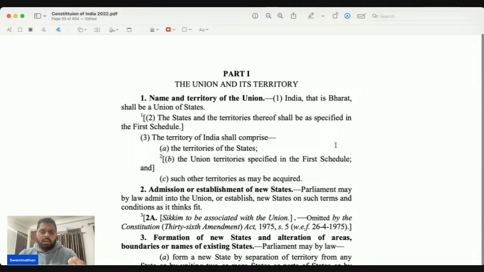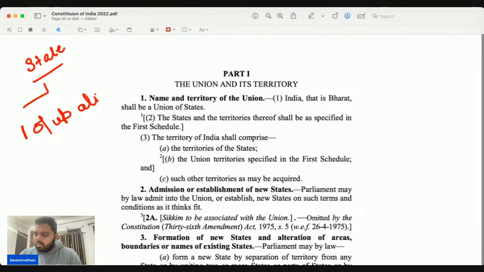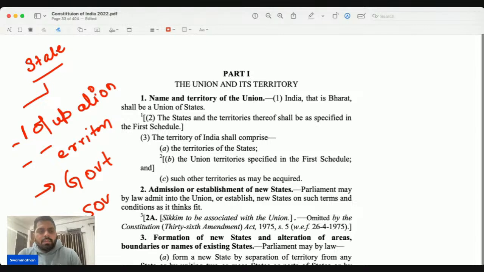You see, there is a very basic definition of the word state in political science. If you have to define anything as a state, you need to prove the four essential elements of the state. Firstly, the people around it, the population, then territory, the area, then the government, and then the sovereignty. These are the four basic criteria any entity should have before it is declared a state.